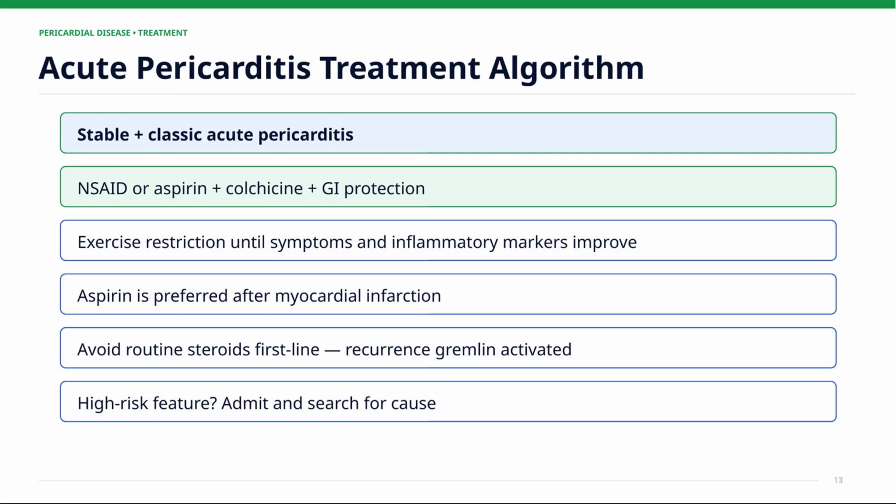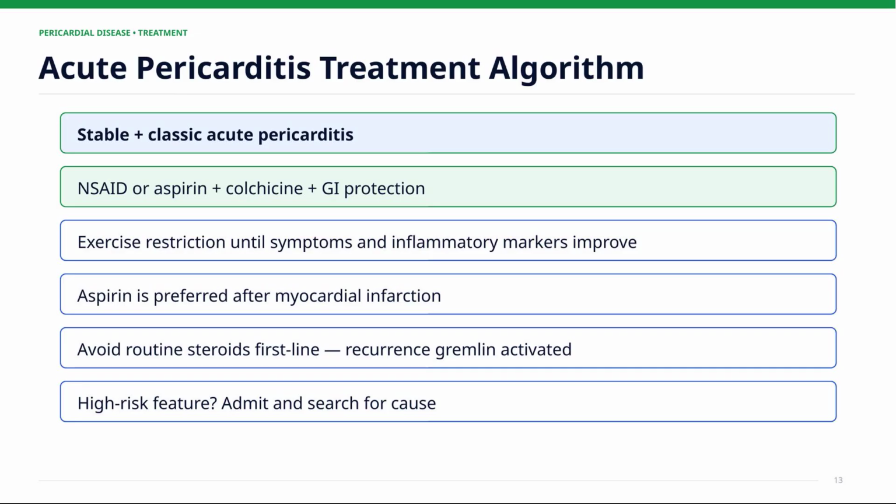If this is post-MI, aspirin is preferred over other NSAIDs. And avoid routine steroids first line. That's how you activate the recurrence gremlin. If there's a high-risk feature anywhere in the picture, admit the patient and go looking for the underlying cause.